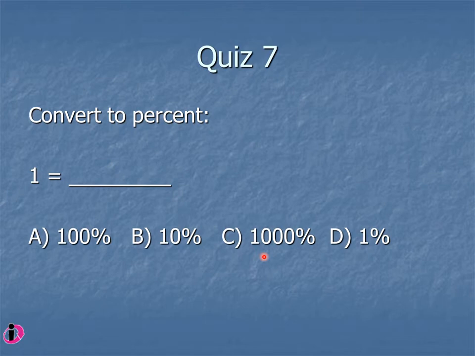1. You can move the decimal point. So you have the decimal point where? Right after 1, right? Move the decimal point 2 positions to your right. This becomes 100. So 1 is 100%. So the right answer is B.